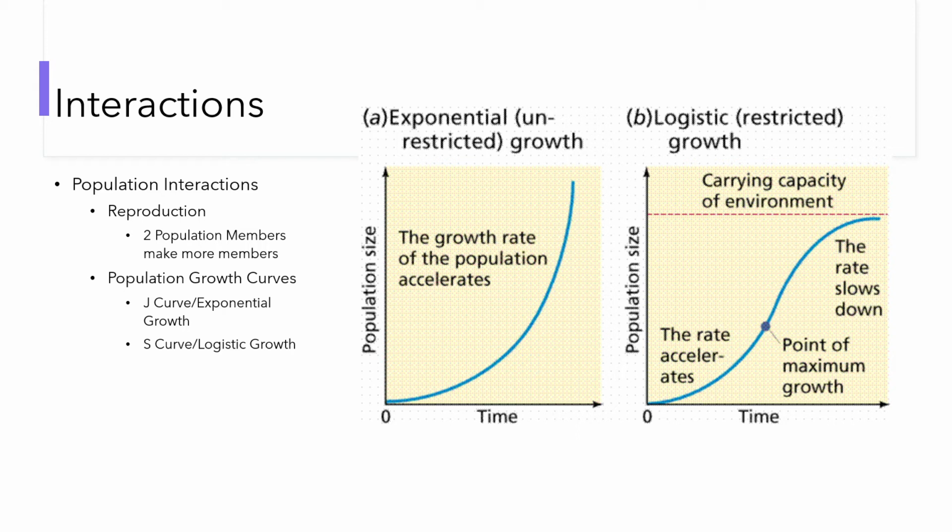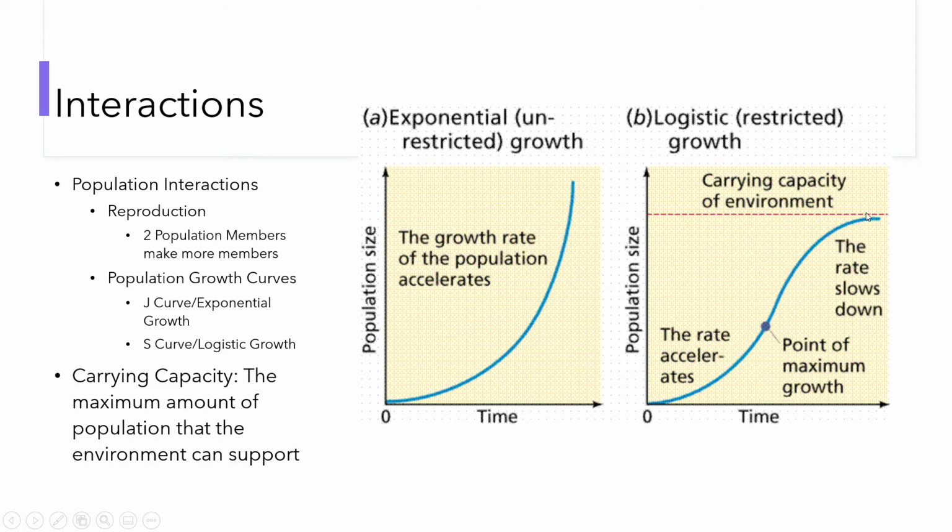Anyway, the S curve is also called a logistic or restricted growth curve. What we're talking about here is that a population can accelerate to a point of maximum growth, where it's going to stop growing as much and slow down. The growth rate is going to slow down, and it's going to create a carrying capacity for the environment. So the population is going to grow to this extent. It can't go much more than that, because carrying capacity is the maximum amount of population that the environment can support. It can't go beyond that, or rather, it can't go much further beyond that.